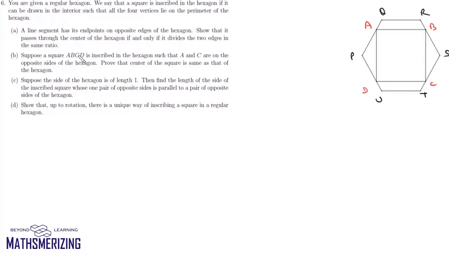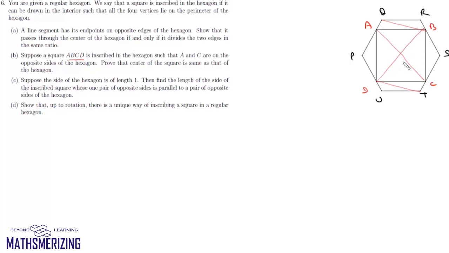Now we'll come to the second part, which is: suppose a square ABCD is inscribed in a hexagon such that A and C are on the opposite side of hexagon. Prove that the center of square is same as that of the hexagon. So what we'll do is we'll prove that this triangle AQB is congruent to this triangle CDT. Now how do we do that? What we'll do is we'll join these diagonals AC and BD.